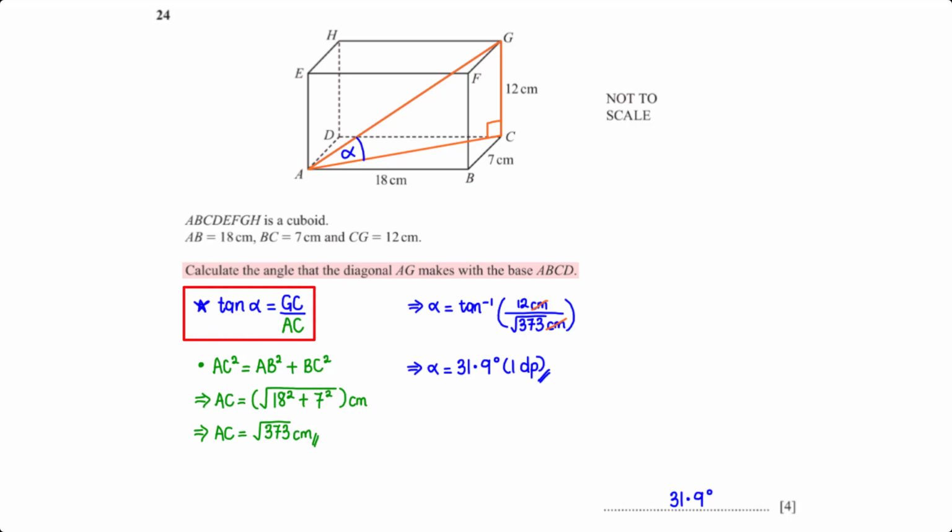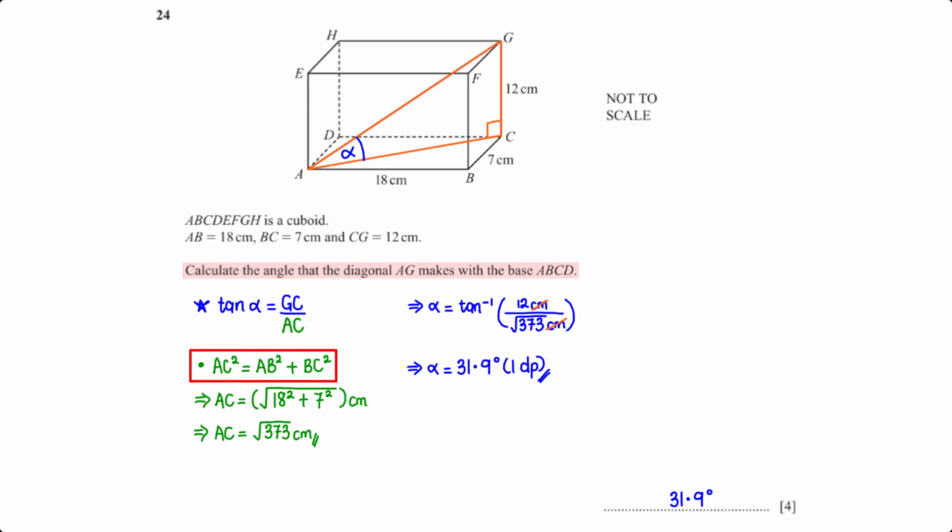This gives us tan alpha equals the opposite, which is GC, divided by the adjacent, which is AC. We already know GC is 12 centimeters. So now let's find AC. AC is the hypotenuse of the right-angled triangle ABC. And so we can find its length using the Pythagoras theorem.